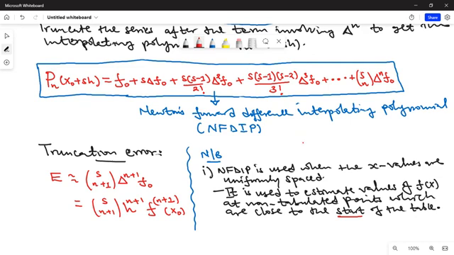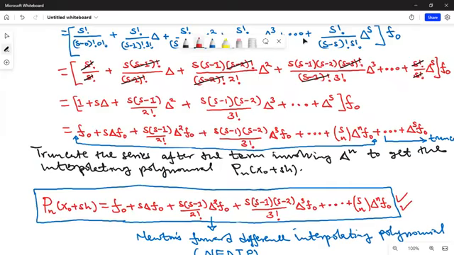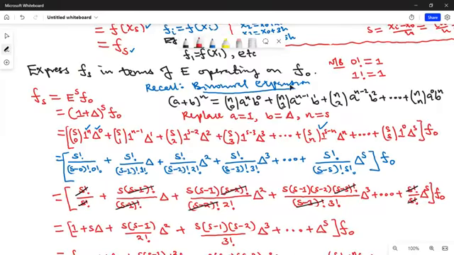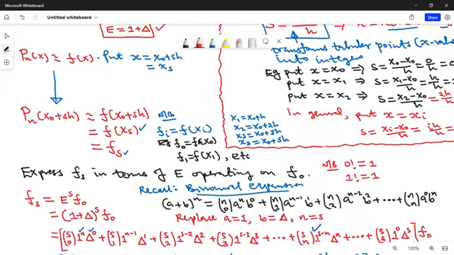Now, having explained those concepts and derived the formula for the Newton forward difference interpolating polynomial, let's now see how to answer the question that we were given. We are going to go back to that table and answer those questions. Let me take you back to the table.